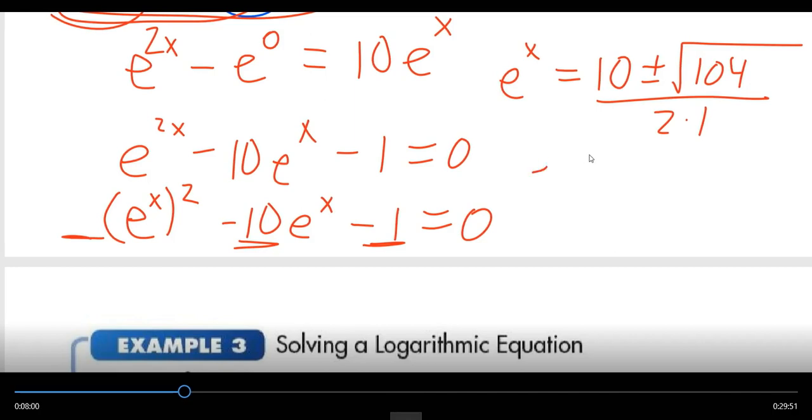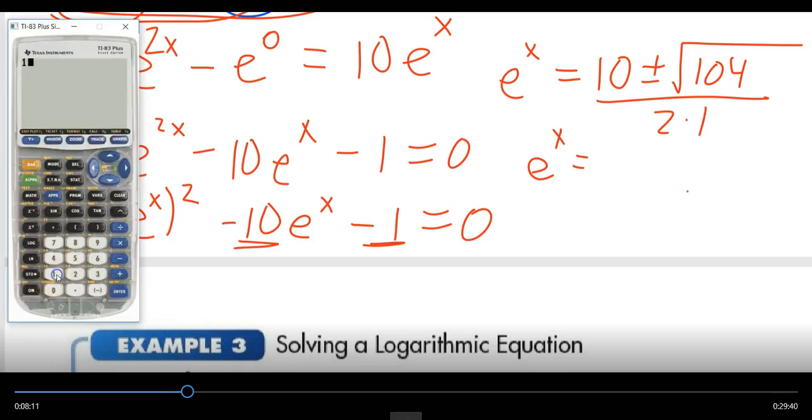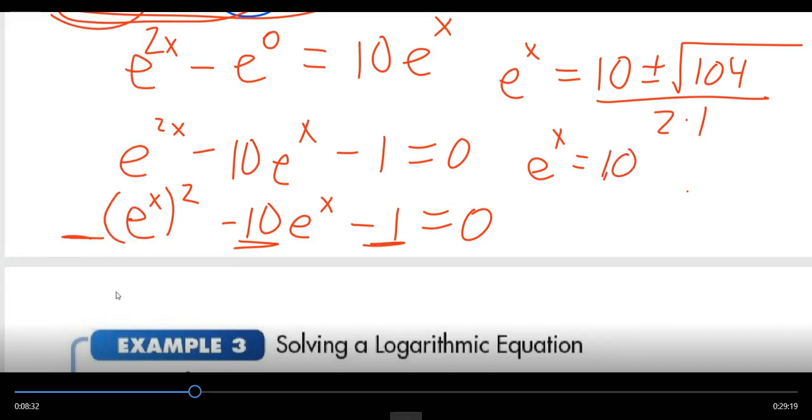So let me lock that in place. So e to the x equals, if we jump over to a handy dandy calculator, which I'm going to pause and find one. Alright, so 10 plus square root of 104. Okay. That value divided by 2. Alright, so now we got that. So that's 10 point, I think it was 099.